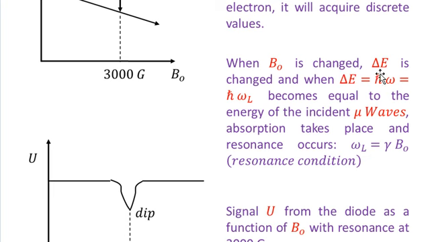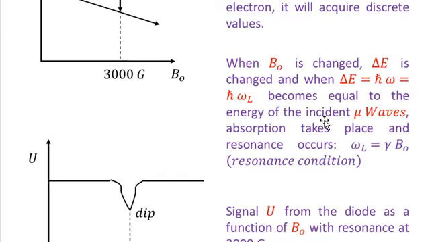When B naught is changed, delta E is changed. When delta E is equal to h bar omega, which is equal to h bar omega L, where omega is the angular frequency of the microwaves and omega L is the precessional frequency of the magnetic moment in the sample, and delta E is the energy gap between the two levels due to electron spin, due to m_s equal to plus or minus half, the two values of the spin angular momentum. So delta E is the energy gap between the two levels of the electron due to spin.